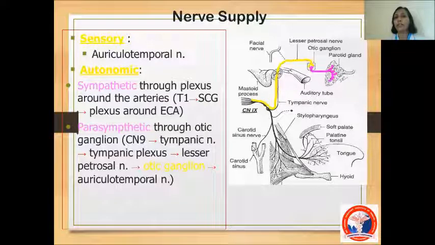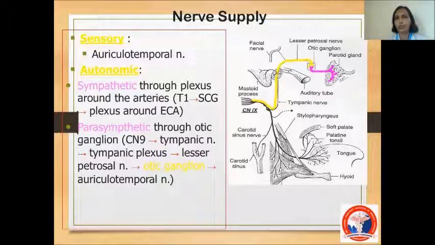Then they run into the tympanic nerve, which forms a tympanic plexus. Then through the lesser petrosal nerve, they come to the otic ganglion. From the otic ganglion, again the fibers run through the auriculotemporal nerve. So the auriculotemporal nerve itself is sensory to the gland, but also carries the parasympathetic nerve fibers for the gland, which are supplied through the otic ganglion.